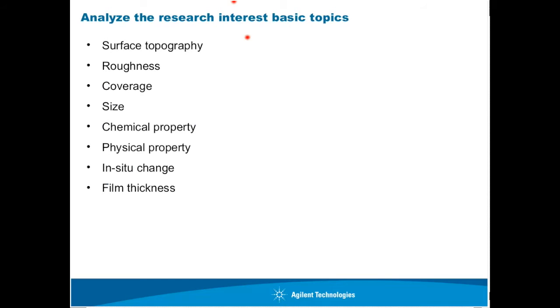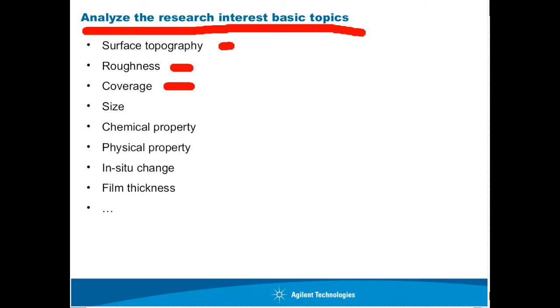And also, of course, what sort of thing do you want to see? When we say that we do an AFM experiment, it's not just one experiment. It's a wide range of experiments. For example, are you interested in just looking at the surface topography, measuring the roughness, coverage? Want to measure the size of the particle, or do you want to study the chemical property, physical property, or do you want to see something that's happening in real time in situ? Or some people say, hey, can you measure the thickness of the sample? And how do we do that?